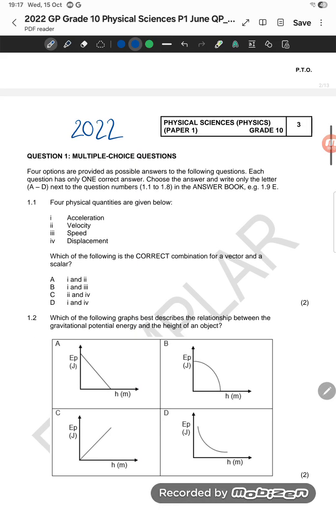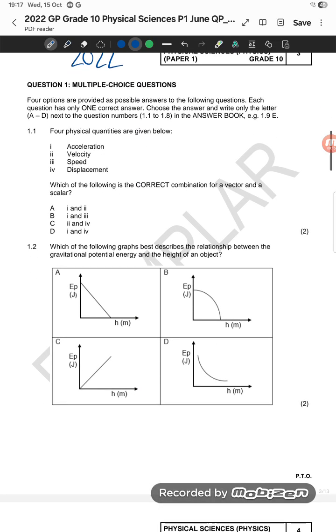That's okay. 4 options are provided. 4 physical quantities are given. And always I'm going to ask, is it a vector or a scalar? So a vector has a direction and magnitude, and scalar just has a magnitude. So does the acceleration have a direction? Yes, it does. Does velocity have a direction? Yes, it does. Does displacement have a direction? Yes, it does. Well, distance doesn't. Displacement does. So I'm looking at option 3.